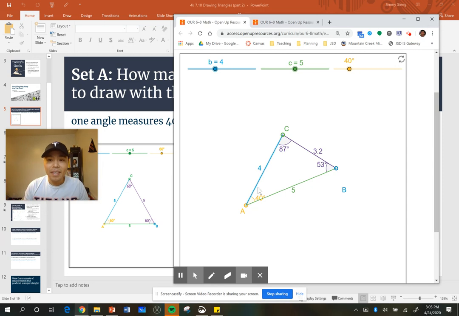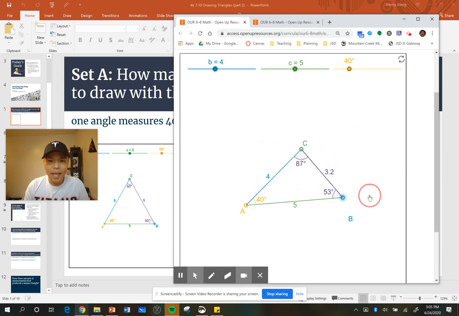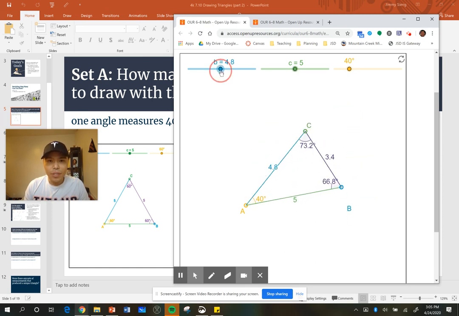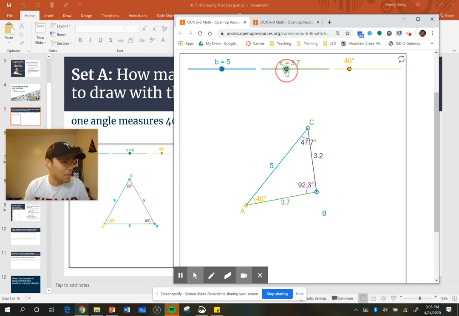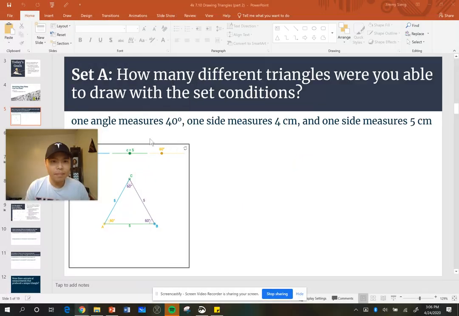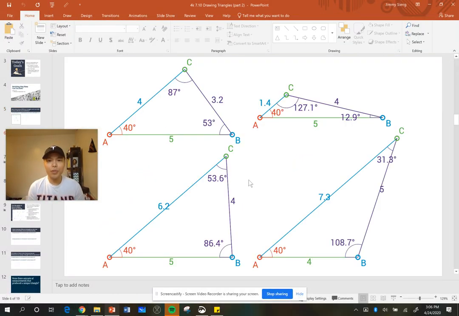All right, coming back. Looking at the applet, it looks like you can only move the blue, green, and yellow parts. Everything else I can't move, but I can see that I have one triangle here. If I change this up again, it has to be 5 centimeters and 4 centimeters long, I can see that I have a second triangle here. It looks like those two sides change the shape of it. But the idea is you should be able to get at least 4 different types of triangles. That looks something like this.